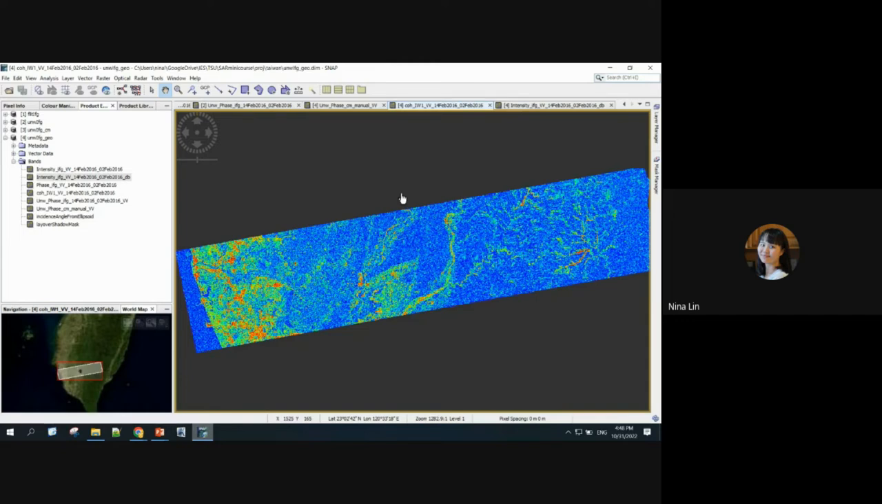So in that case, you really need to be very careful to check whether you obtain any meaningful signal in your unwrapped interferogram. To do so, make sure you always look at this coherence map. If the coherence is low, then you need to be extra careful.